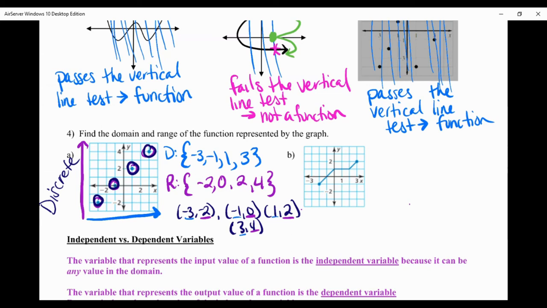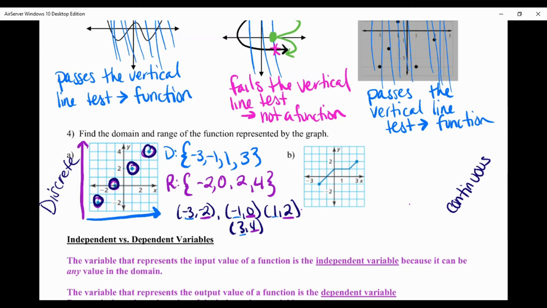Graph 4b, because we have that line connecting the points, it's an example of a continuous domain and range. Every point that's on that line is considered part of the domain and range. The domain and range is going to be a range of numbers as opposed to specific values. Okay, we will learn more about discrete and continuous in 3-2, so stay tuned.